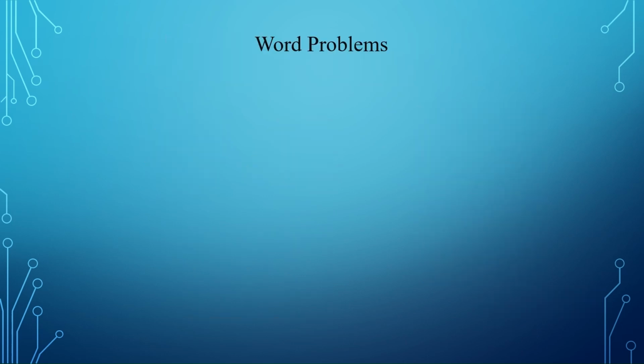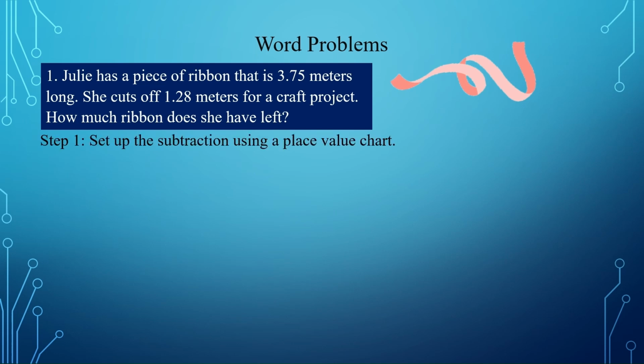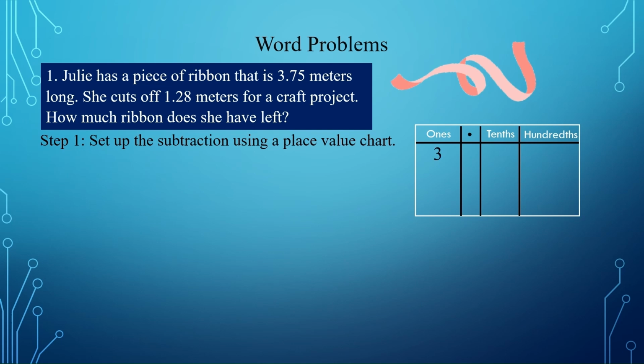Now let us do some more word problems. Julie has a piece of ribbon that is 3.75 meters long. She cuts off 1.28 meters for a craft project. How much ribbon does she have left? So again, as before, step 1, you have to set up the subtraction using a place value chart. 3.75 and then 1.28.